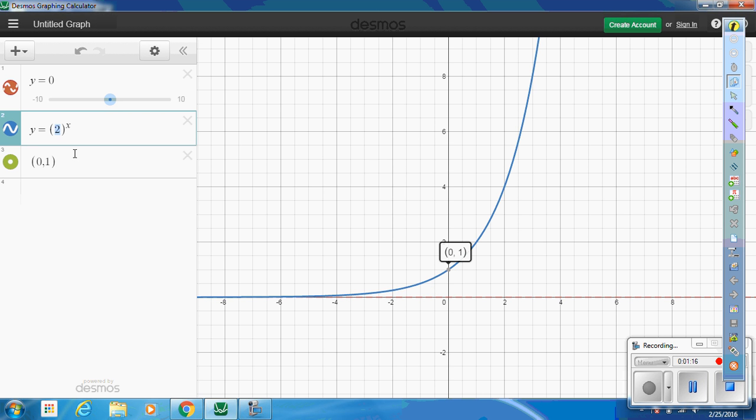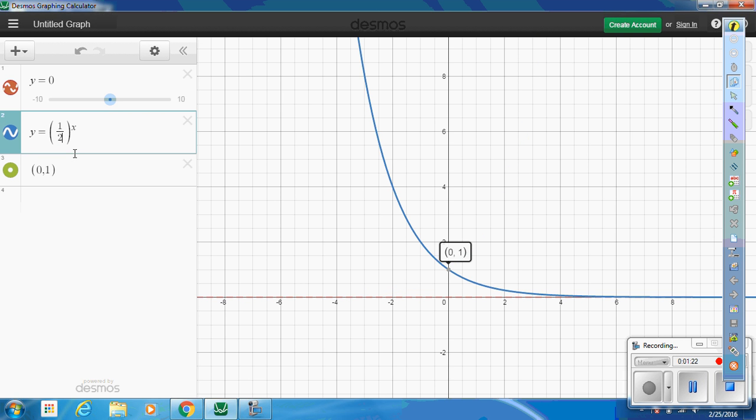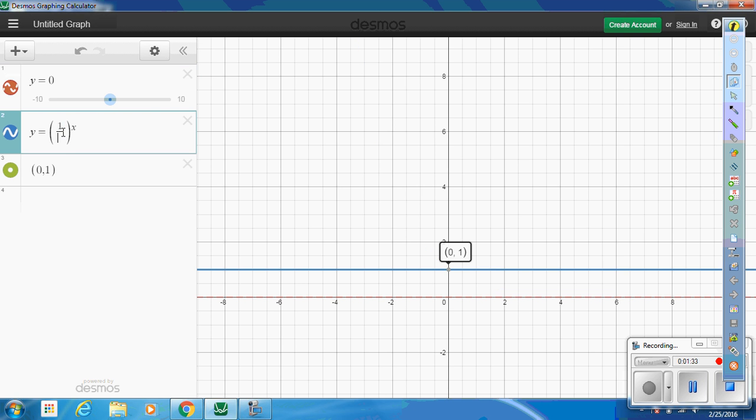We said if the number was between 0 and 1, a small fraction, that's how we got exponential decay. So let's see what it looks like if we do 1/2. Pivot point, still 0, 1. Asymptote, still right here on the x-axis. Any fraction, I could do 1/10.